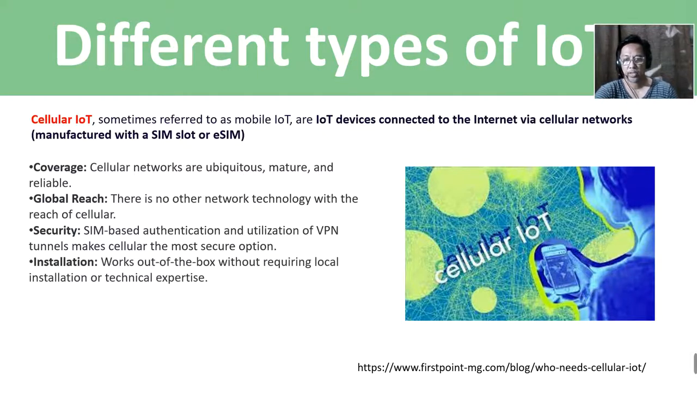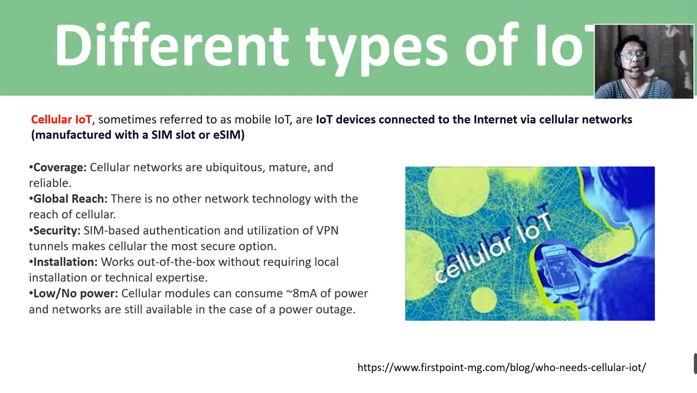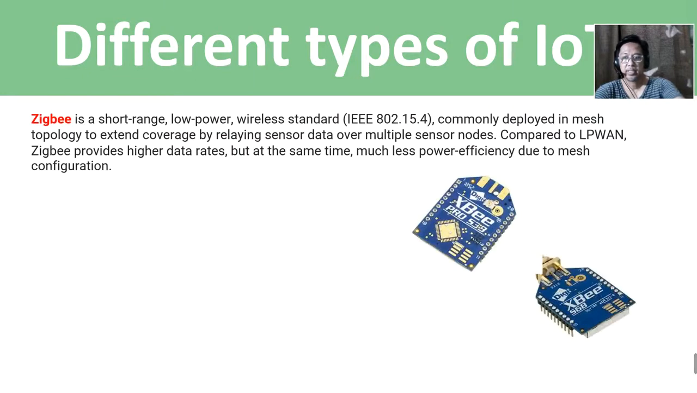The installation works out of the box without requiring local installation or technical expertise. All you have to do is get your device and insert the SIM and you're good to go. You can already have a signal from your cellular tower. Then it's low or no power. Cellular modules can consume 8 milliamperes of power, and networks are still available in the case of a power outage.